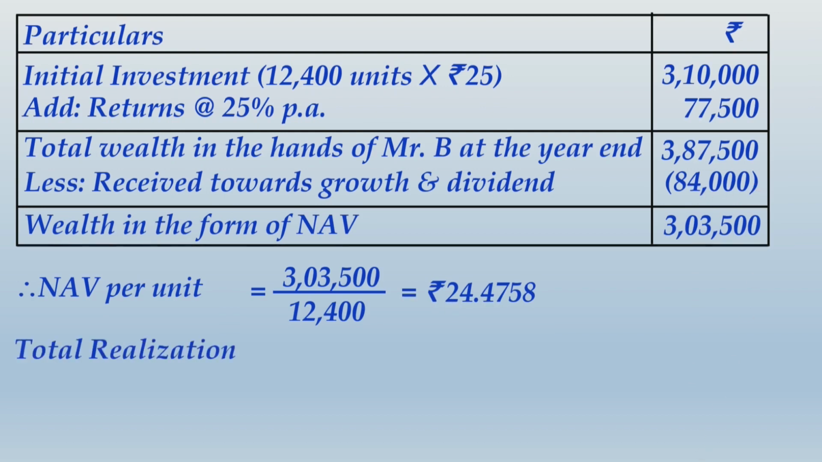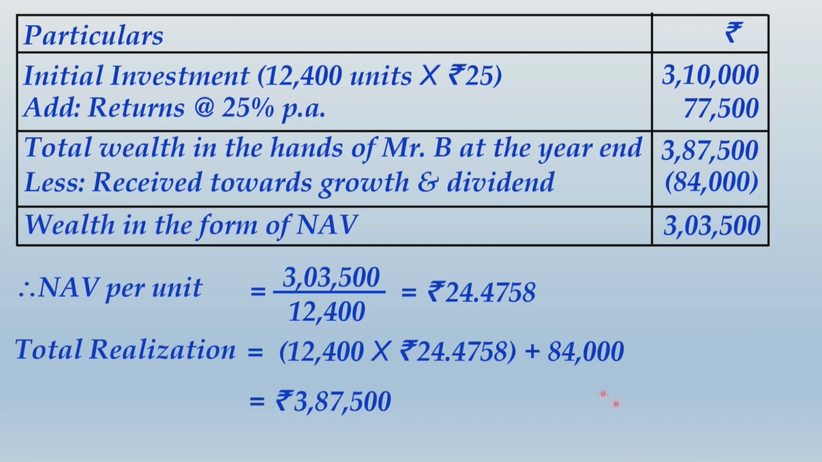So what you will do is, total realization will be, this 12,400 units will be sold at 24.4758, which will give you realization of 3,03,500, and plus this 84,000 is already realized in cash. So your total realization will be 387,500. Do one thing, write up this calculation, and then I take you ahead.